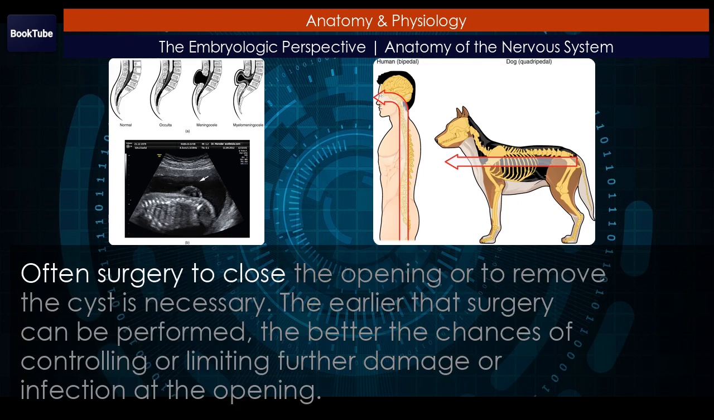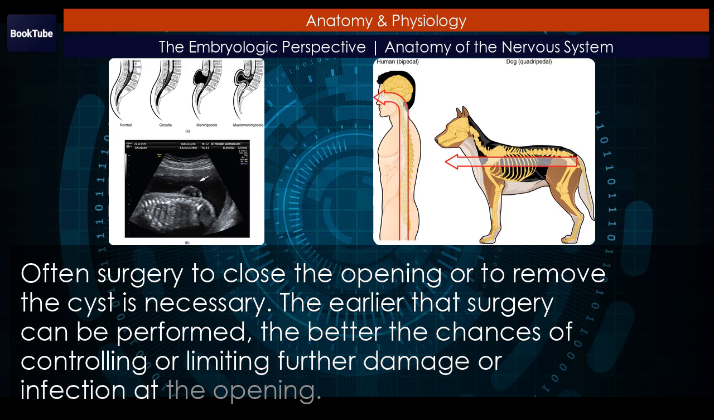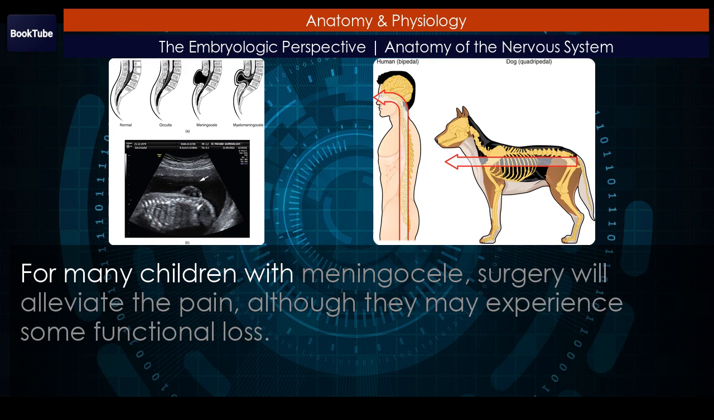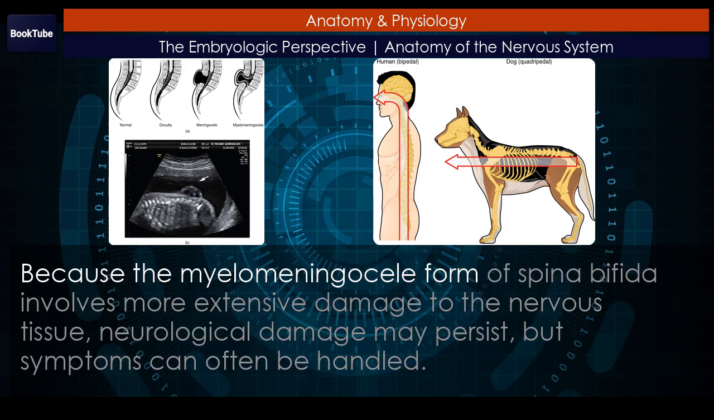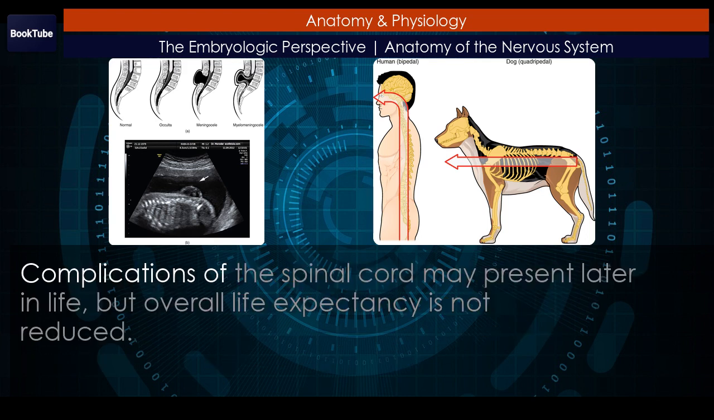Often surgery to close the opening or to remove the cyst is necessary. The earlier that surgery can be performed, the better the chances of controlling or limiting further damage or infection at the opening. For many children with meningocele, surgery will alleviate the pain, although they may experience some functional loss. Because the myelomeningocele form of spina bifida involves more extensive damage to the nervous tissue, neurological damage may persist, but symptoms can often be handled. Complications of the spinal cord may present later in life, but overall life expectancy is not reduced.